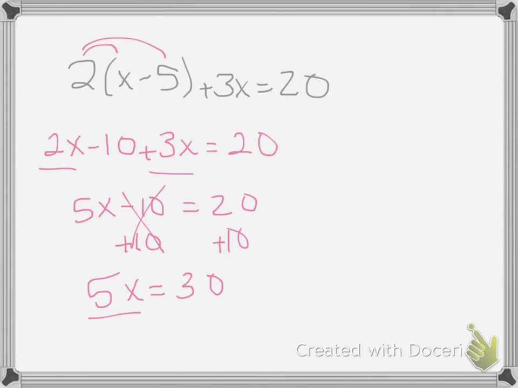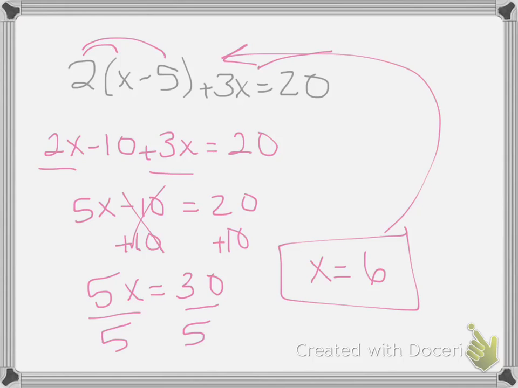Right now we're multiplying 5, so to get rid of it we need to divide it. 30 divided by 5 should give you 6. Okay, plug your answers back in to check them.